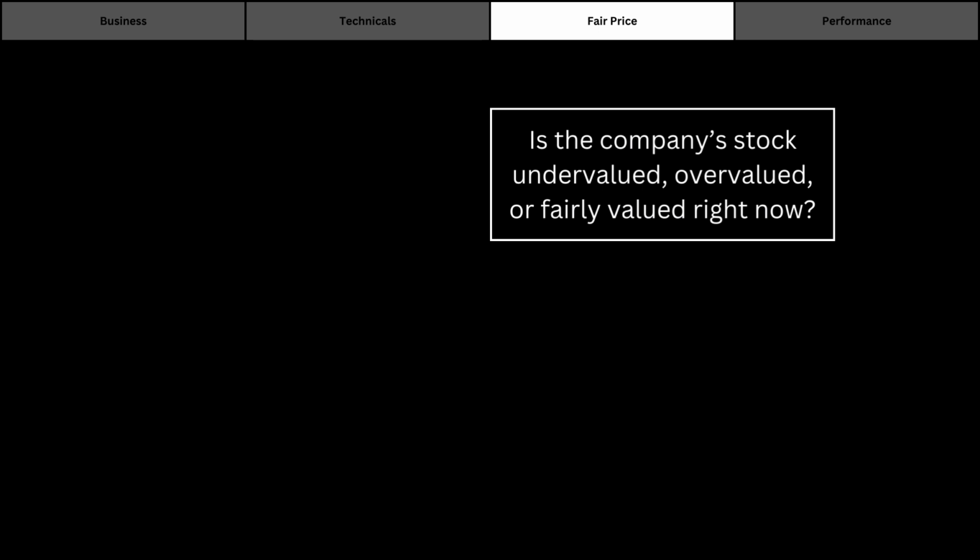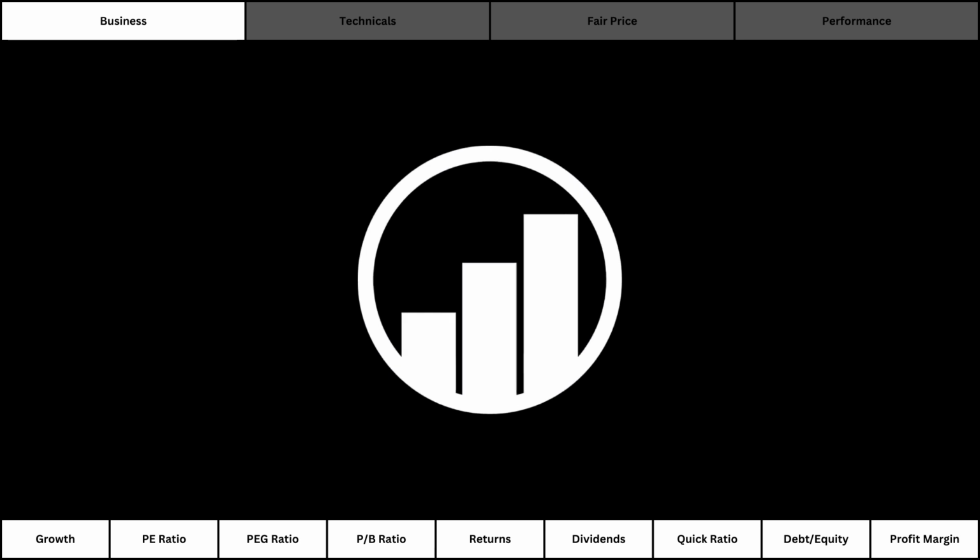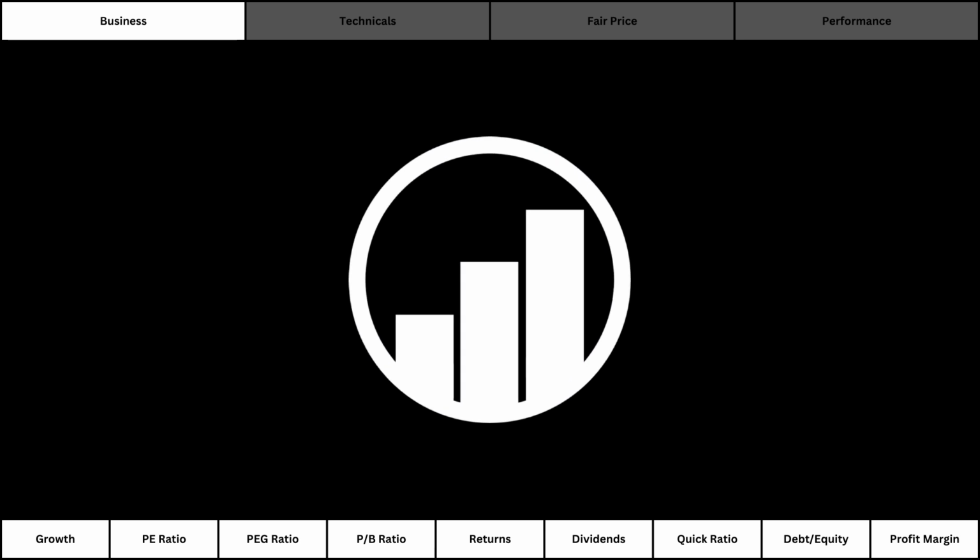After that, we'll check out the company's fair price. And finally, we'll see how well the stock has performed over various periods of time versus its industry and against the S&P 500. Let's dive in and start with the 9 metrics that make up its business.